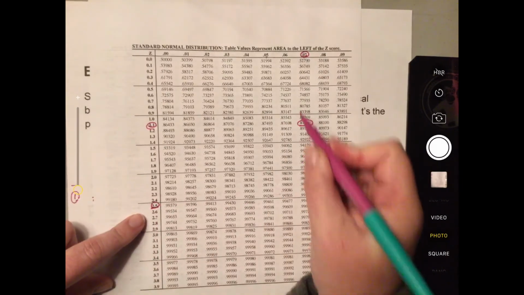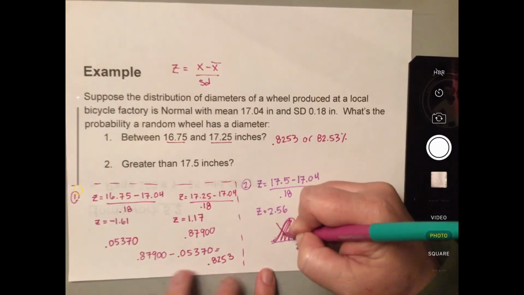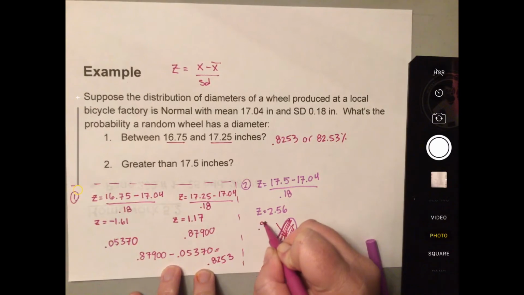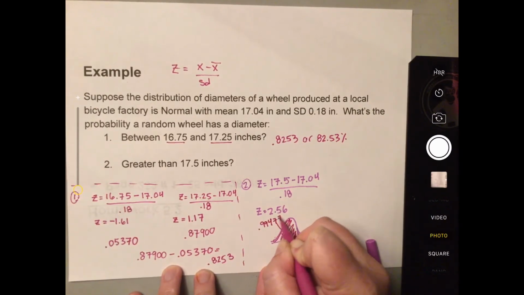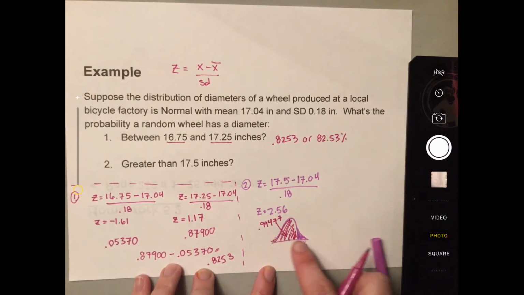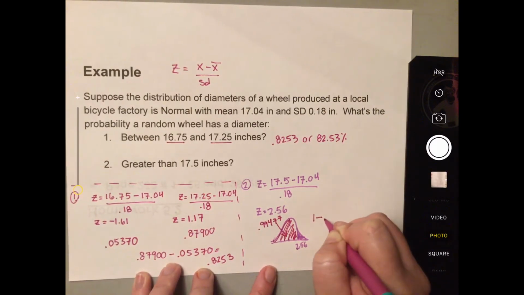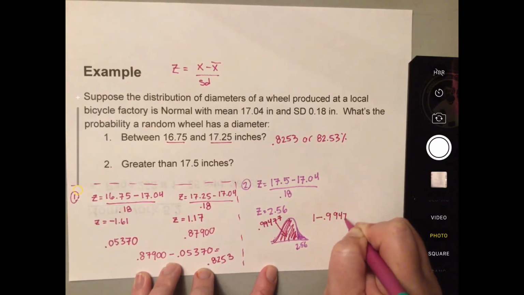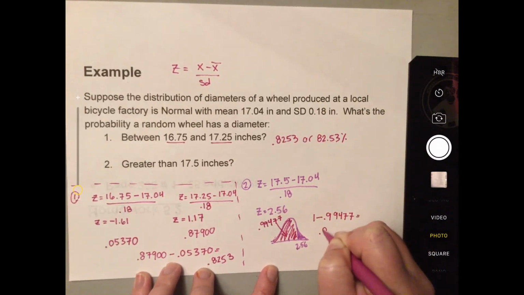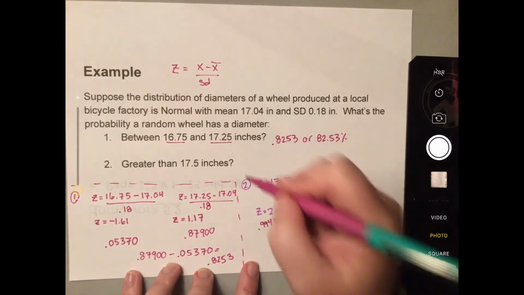2.5 is here, 2.56 is here, 0.99477. The area here is 0.99477, but they wanted this area. Well, how would I get this area? Well, we know that everything underneath the density curve adds up to 1. So we're simply going to do 1 minus 0.99477 to get 0.00523.